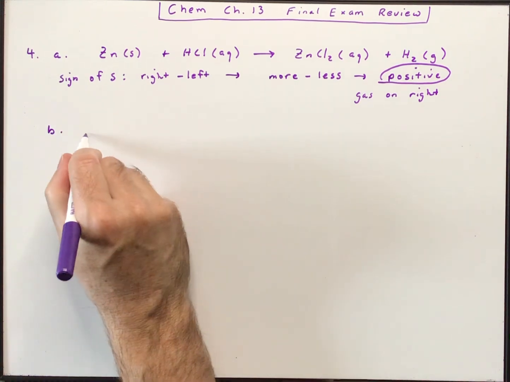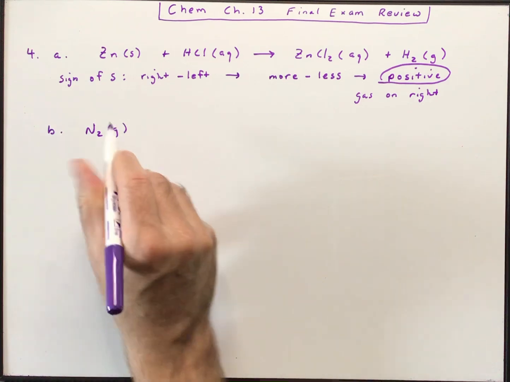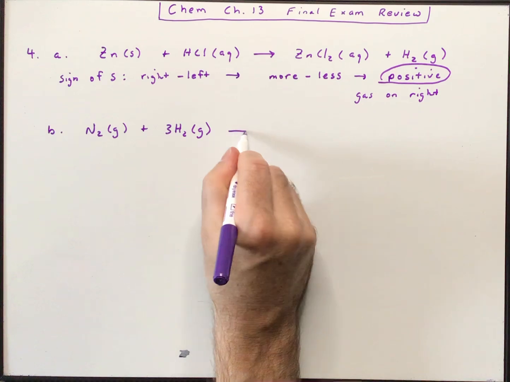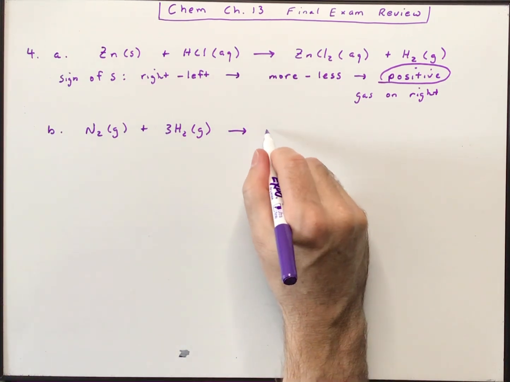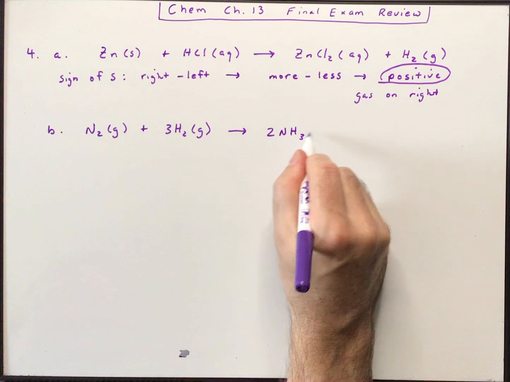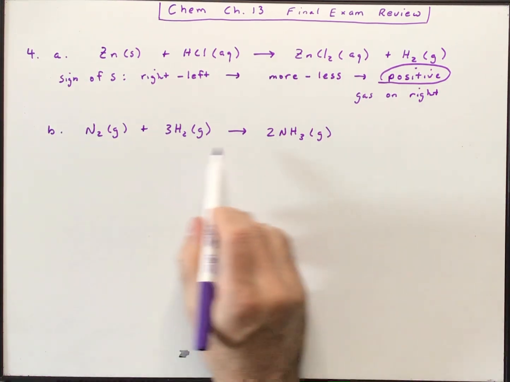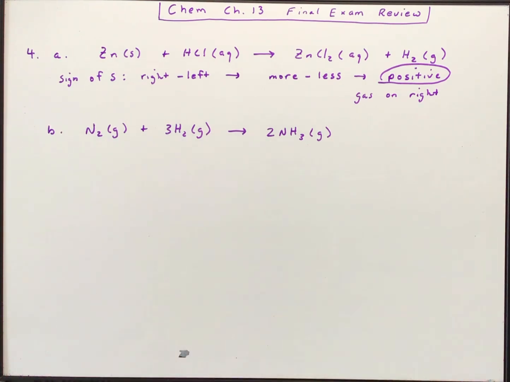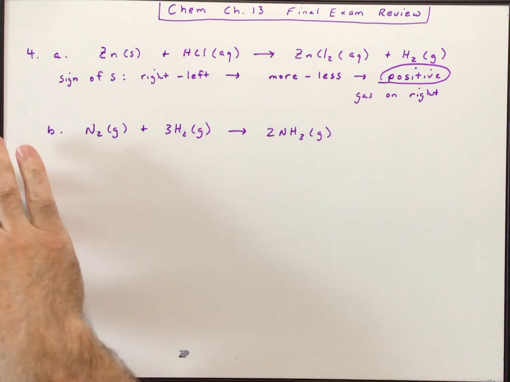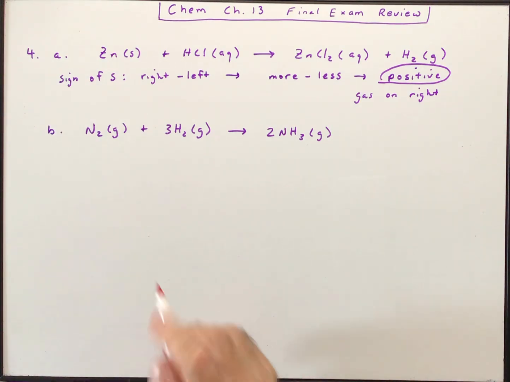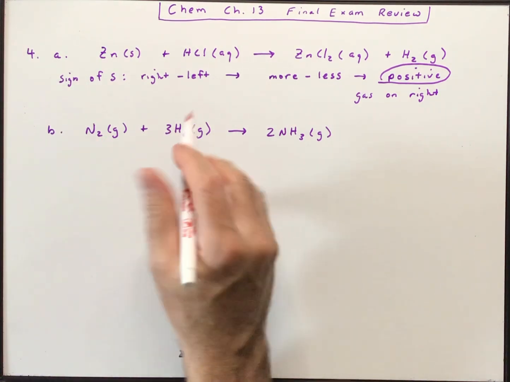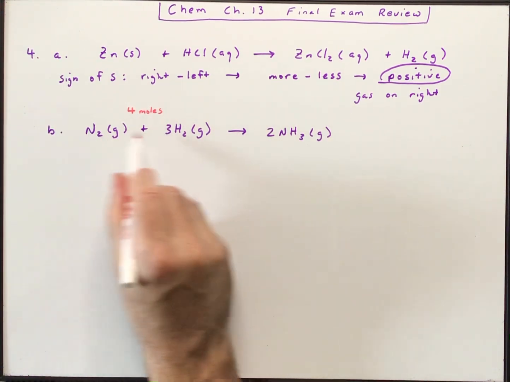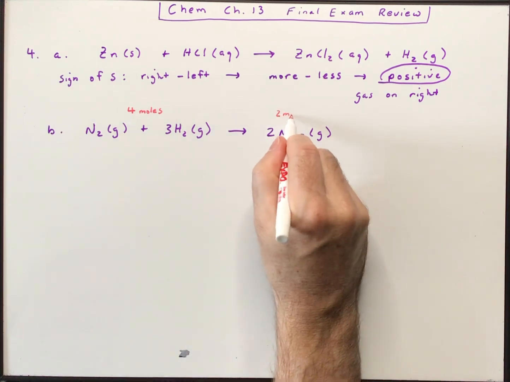Okay, B is nitrogen gas plus 3H2 gas, and that yields 2NH3 gas. So they're all gases this time, so we can't look at the phase. We have to look at the number of moles. So on the left we have 1 plus 3, we have 4 moles. So just adding up the coefficients. On the right we have 2 moles.